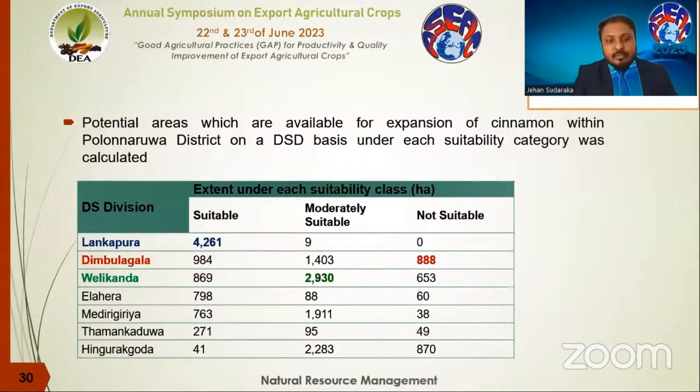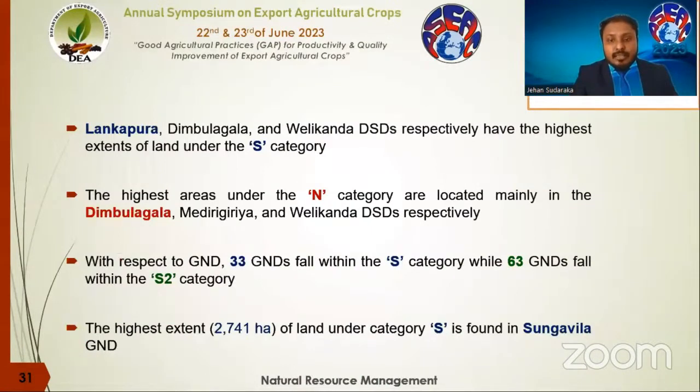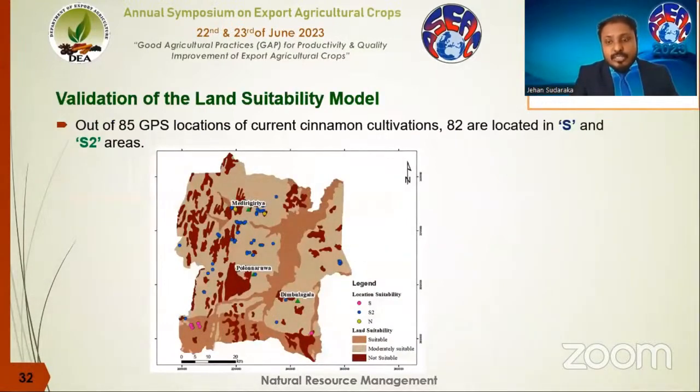Then these land uses were calculated under each suitability class based on DSDs. The Lankapura DSD is having the highest land extent under the suitable category. Thamankaduwa DSD is having the highest land extent under the not suitable category. With respect to GNDs, 33 GNDs fell within the suitable category, 63 GNDs fell within the moderately suitable category. The highest land extent under the suitable category is found in Sungavila GND of Lankapura DSD. The validation results show that 82 GPS locations out of 85 of the current cinnamon cultivations are found within the suitable and moderately suitable areas of the derived land suitability model. So it shows that the current cinnamon cultivations are also aligned with the derived land suitability model.